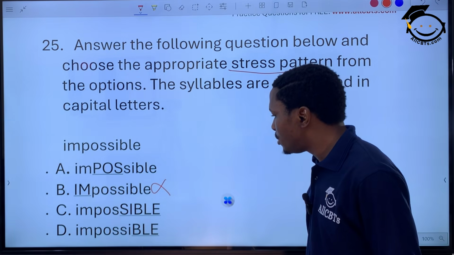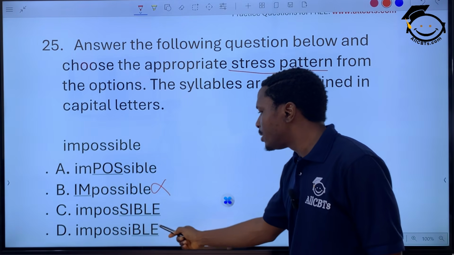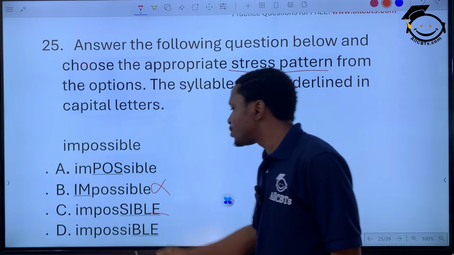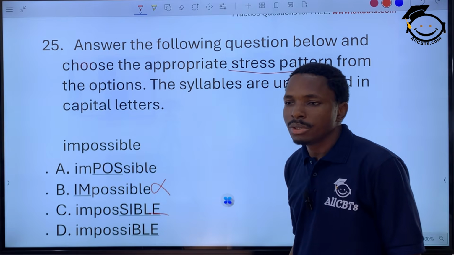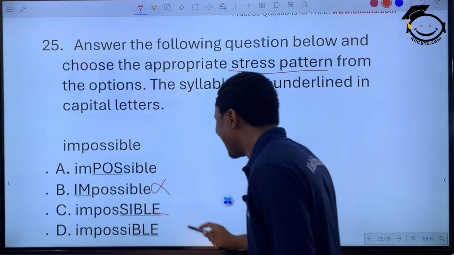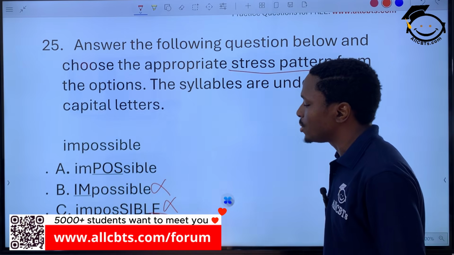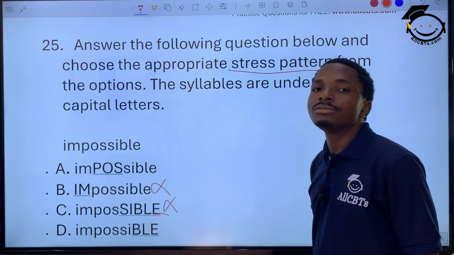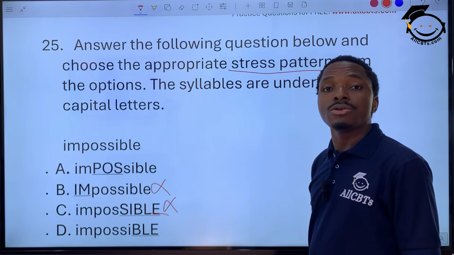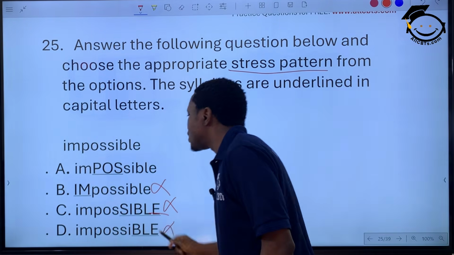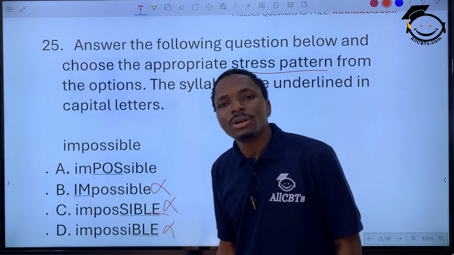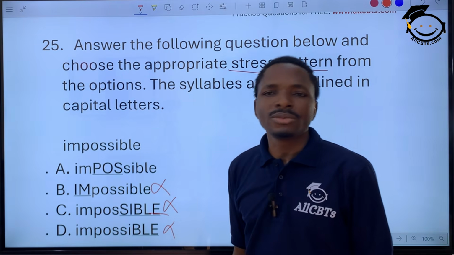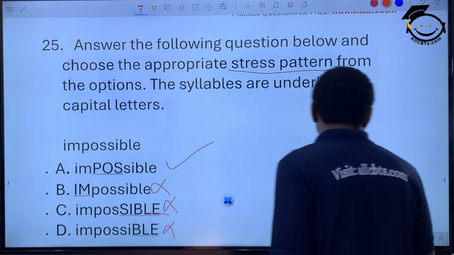Impossible. They joined two together. Okay. This should be small letter, right? So impossible. Wrong. Okay. Let's see the last one. Impossible. Wrong. So this is the correct one. It's impossible. It's correct. So this is the correct option.